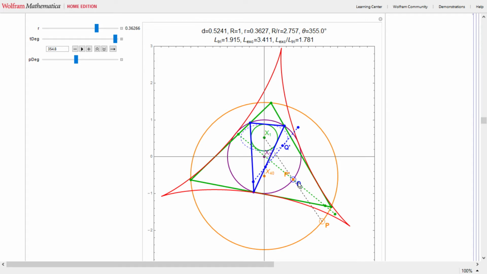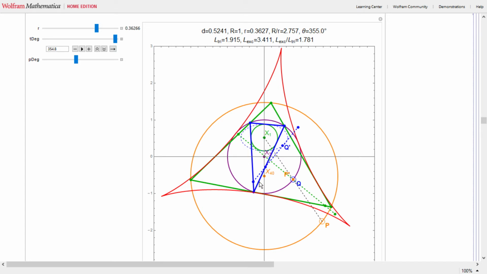The Simson line is defined by these 3 points, which are perpendiculars dropped from Q onto the 3 sides of the blue triangle. It's well known that if Q lies on the circumcircle of a triangle, these 3 perpendiculars are collinear. I'm showing the Simson line right here as a dashed blue line.